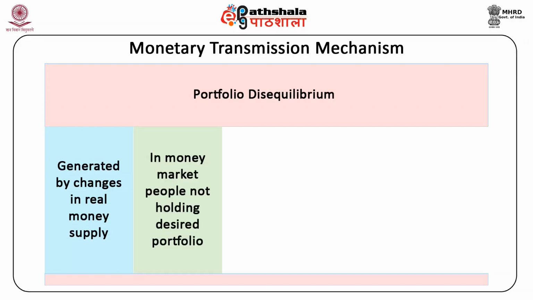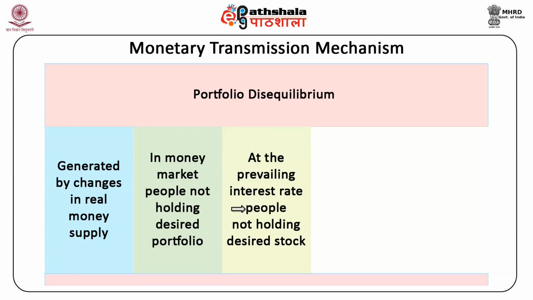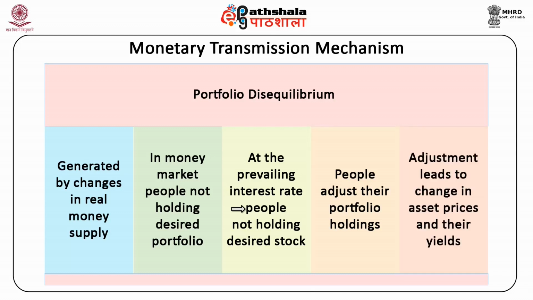Now, in the money market, people are not holding the desired portfolio. At the prevailing interest rate and level of income, people do not hold the desired money stock. People adjust their portfolio holdings by shifting wealth from money to other assets. This portfolio adjustment leads to the change in asset prices and their yields.